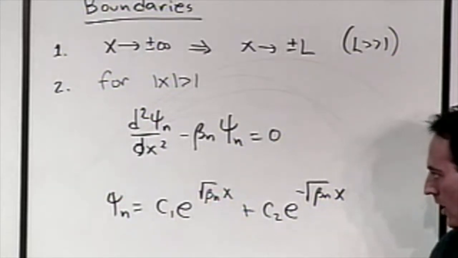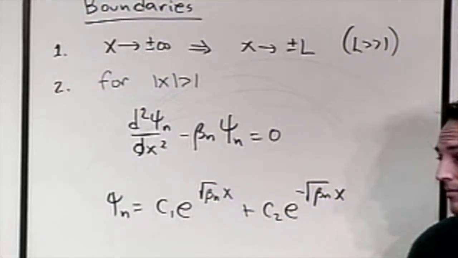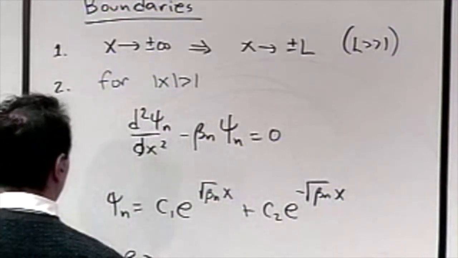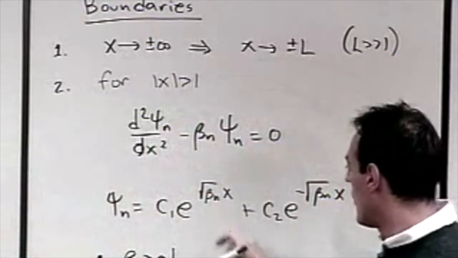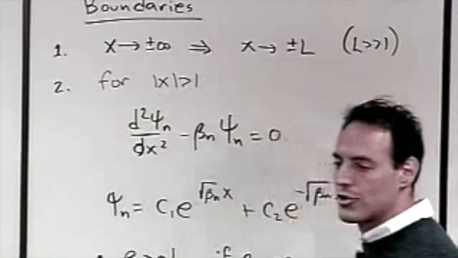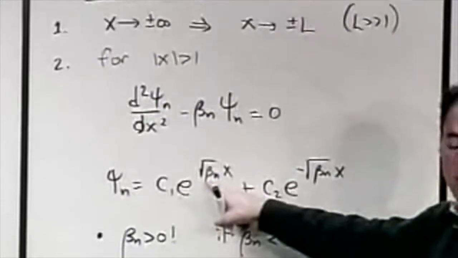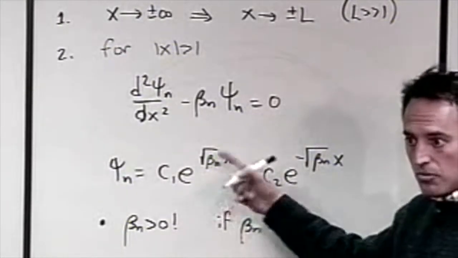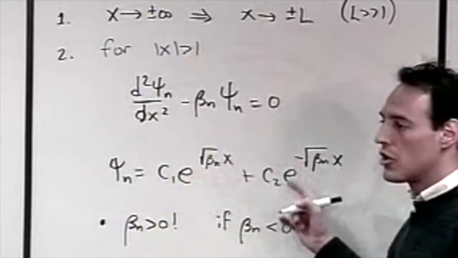First, the value of beta of n better be positive. Why? If beta of n is negative, what happens? Then the square root of the negative number is an imaginary number. E to the i something is nothing more than cosines and sines.